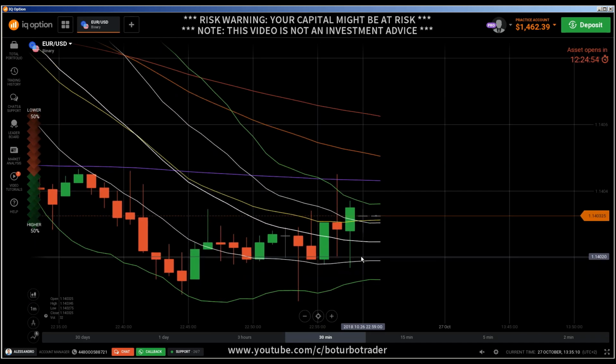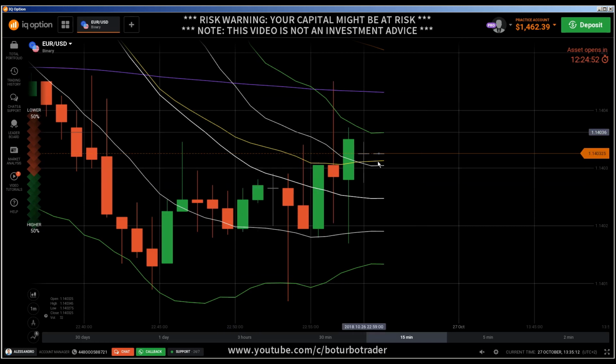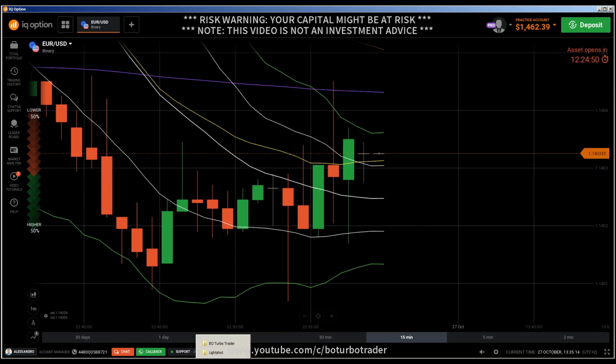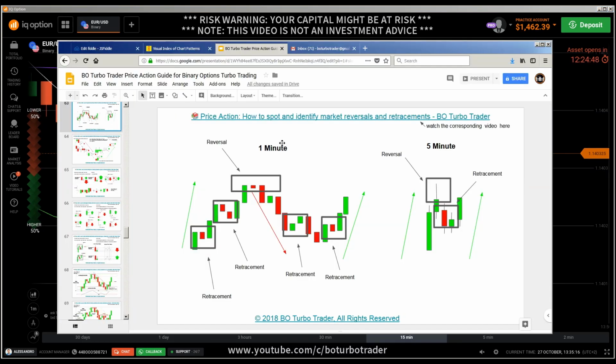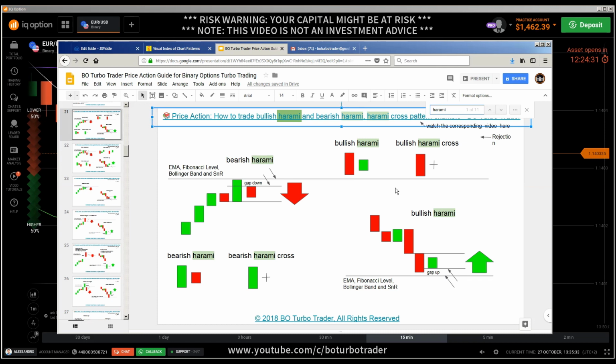Yes, and you can see what we have here. This is a Harami cross. Let me show you this in the ebook. Harami cross, that means, let me show you this. That is a really powerful signal. Let me see if I have explained this in my ebook. So the Harami cross, and that is really what there is on Euro USD.